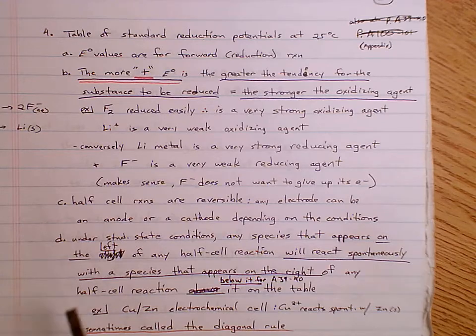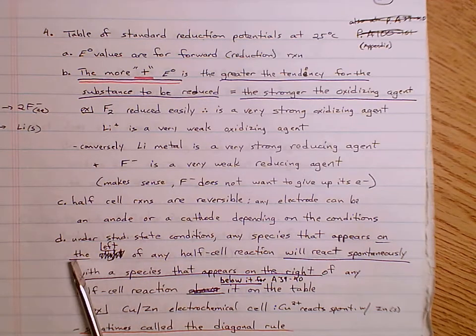Okay. As we said before, the half cells are reversible. You can take any of these reduction reactions, and switch the sides and make it an oxidation reaction. And when you do that, you change the sign of E naught, but not its value.